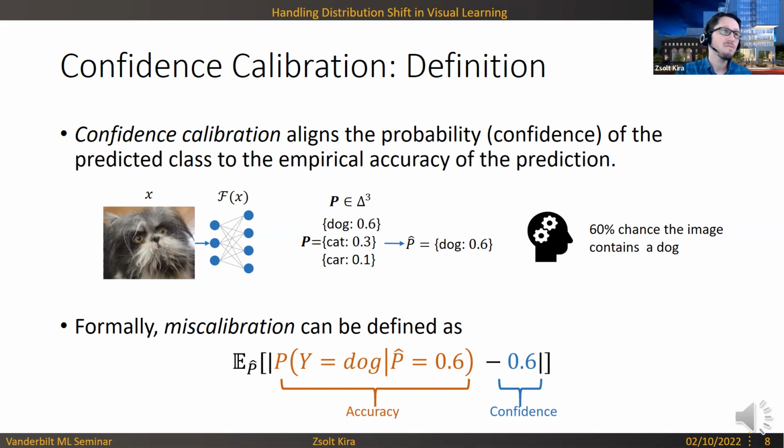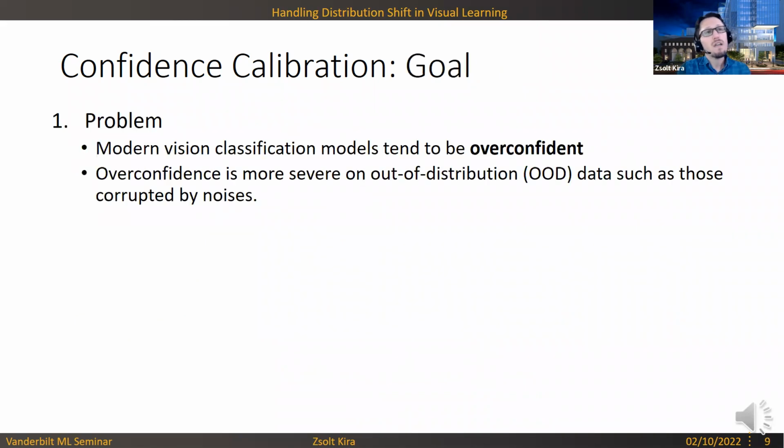There's a formal definition where you define miscalibration as the difference between these two: the empirical accuracy and the confidence of the model. Our overall goal, of course, is to have models that are not overconfident, which is a known problem. It's typically more severe for out of distribution data. If you show it data that it's seen during training, it might actually have reasonable confidences, because it's much better at predicting those anyway. When you give it out of distribution examples, the confidences tend to be really overconfident.